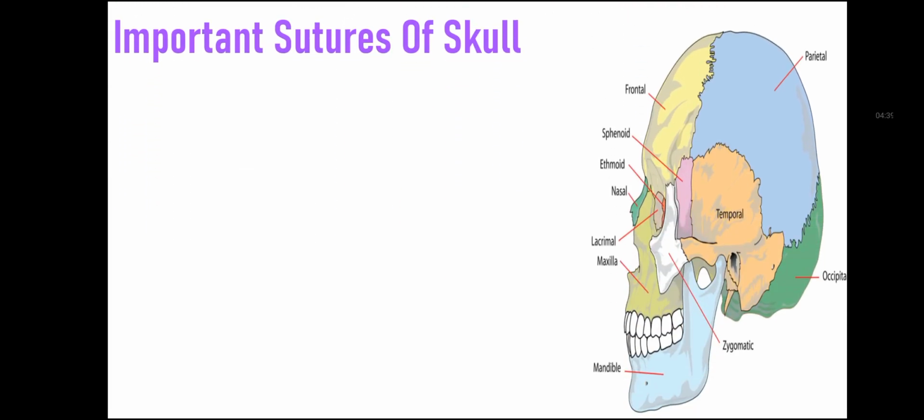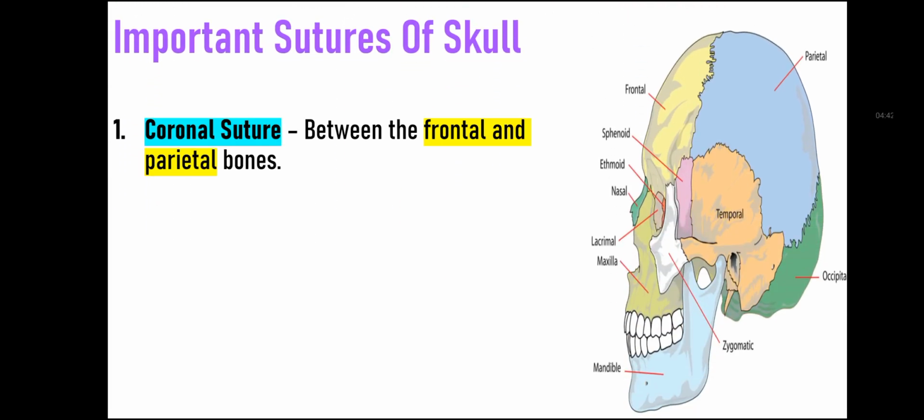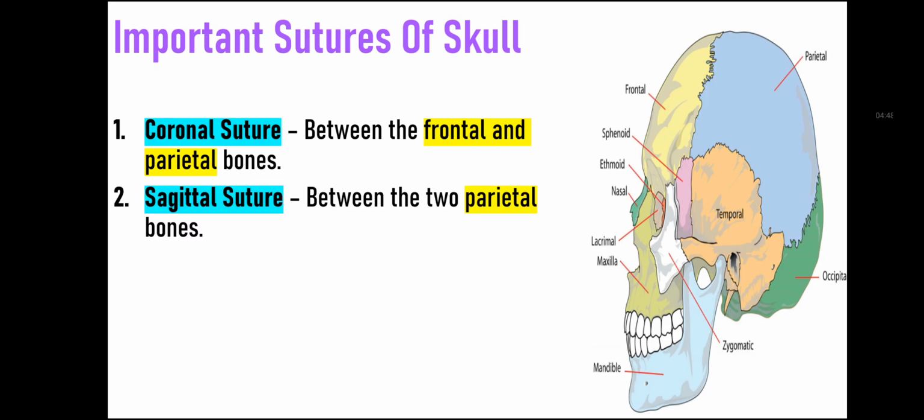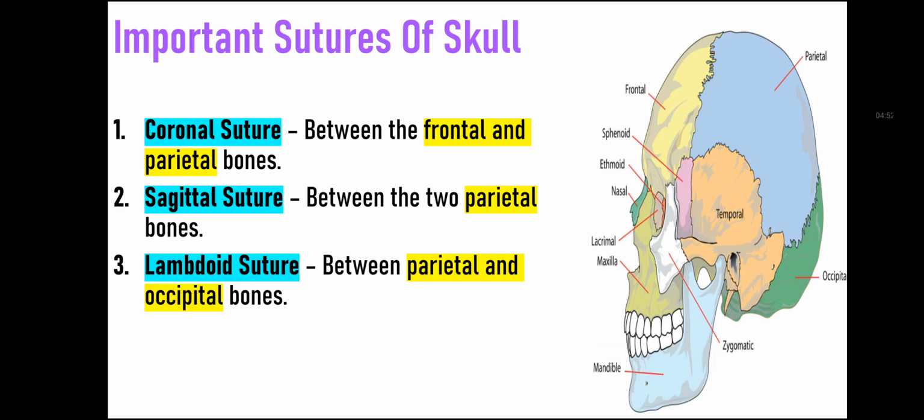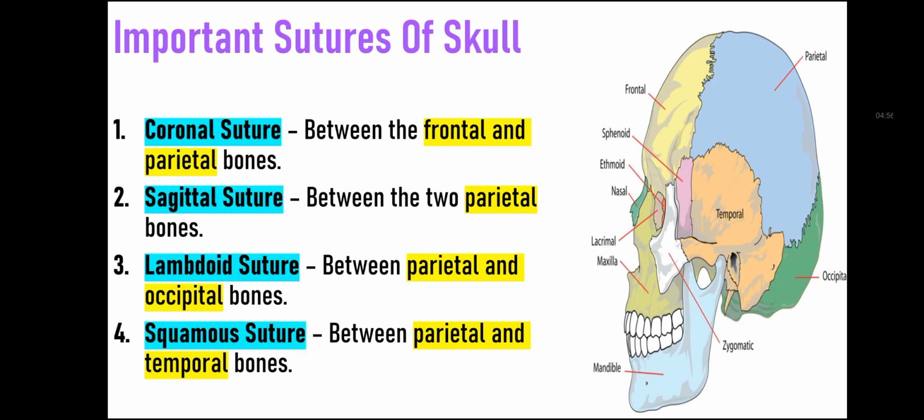Now let's talk about important sutures of skull. First is coronal suture, that is present between the frontal and parietal bone. Second important suture is sagittal suture, that is present between the two parietal bones. Third is lambdoid suture, that is present between the parietal and occipital bone. Fourth is squamous suture that is present between the parietal and temporal bone.